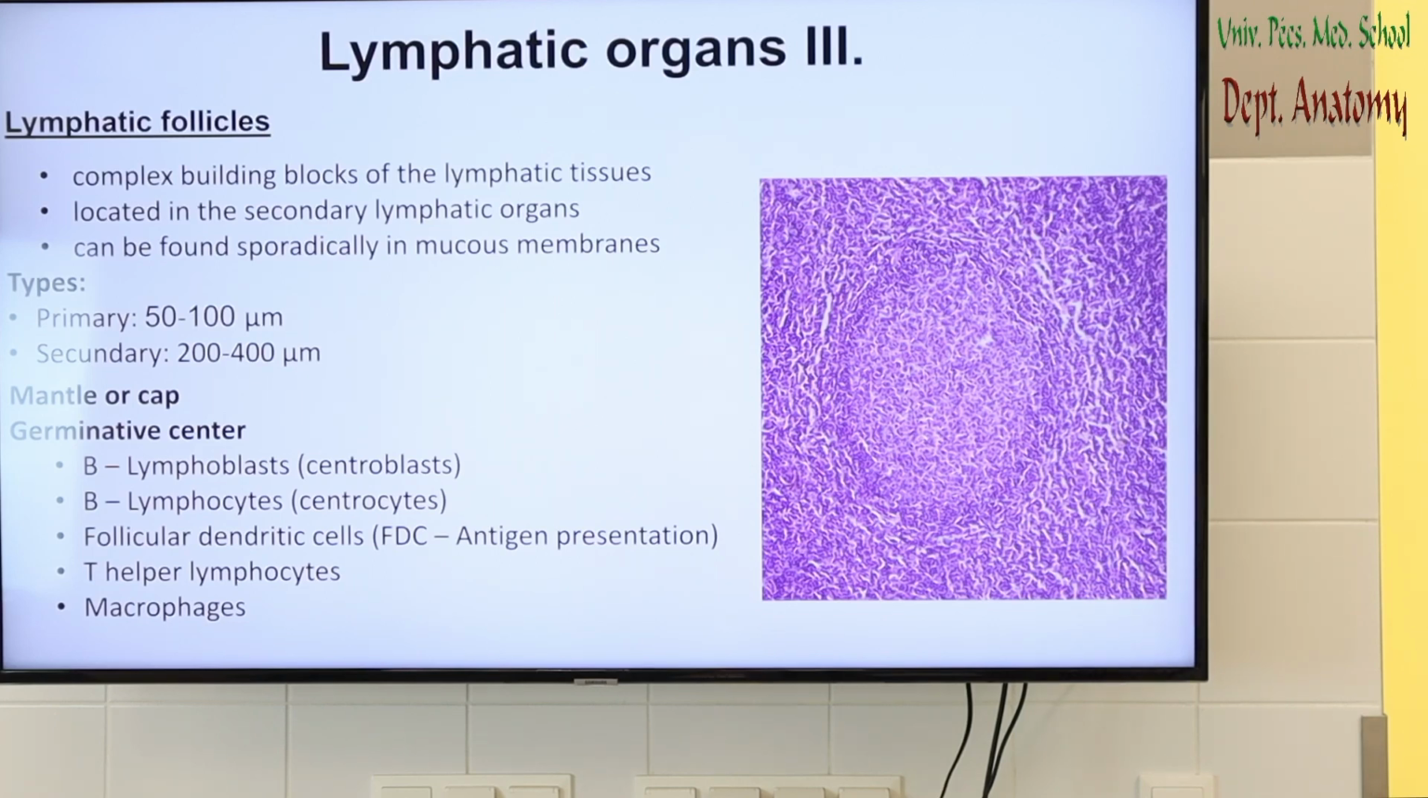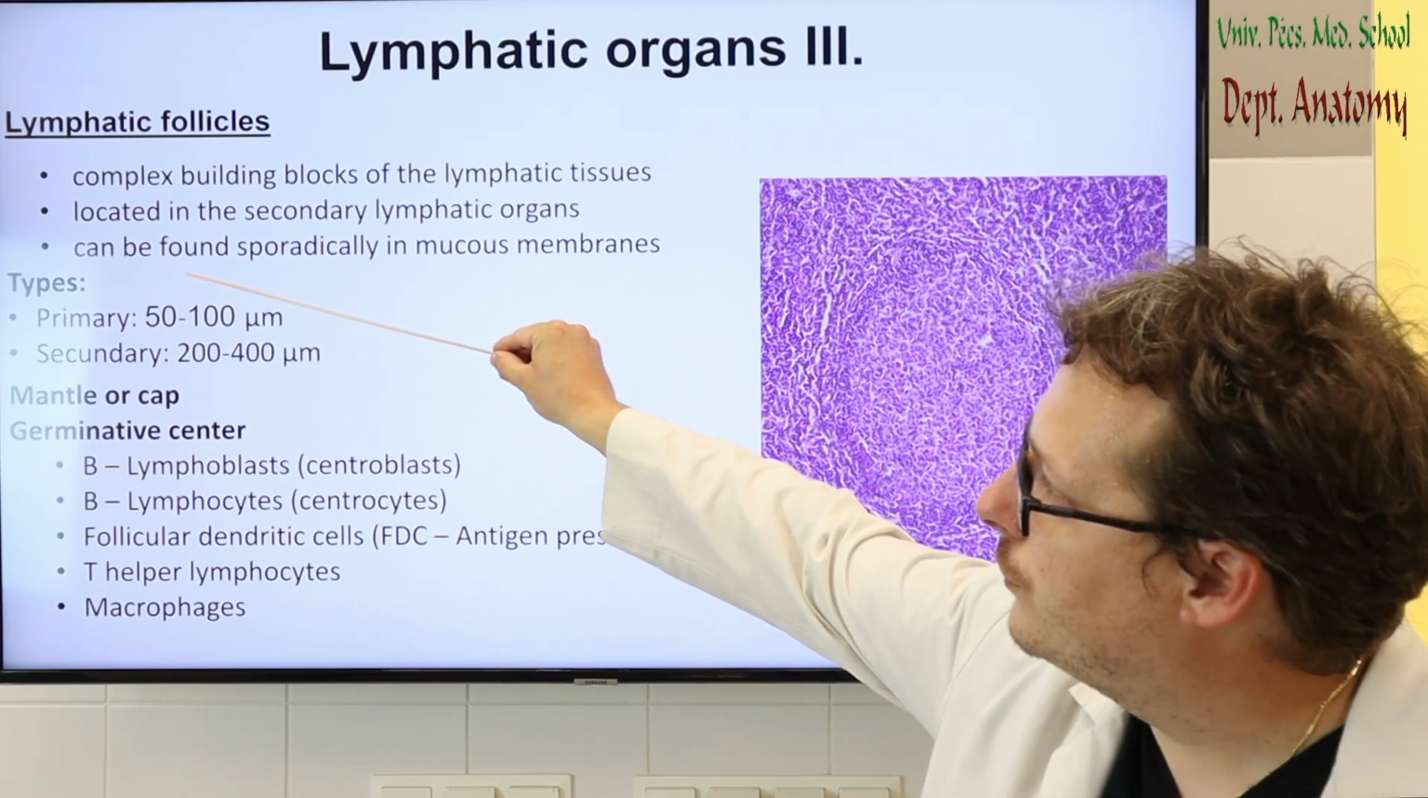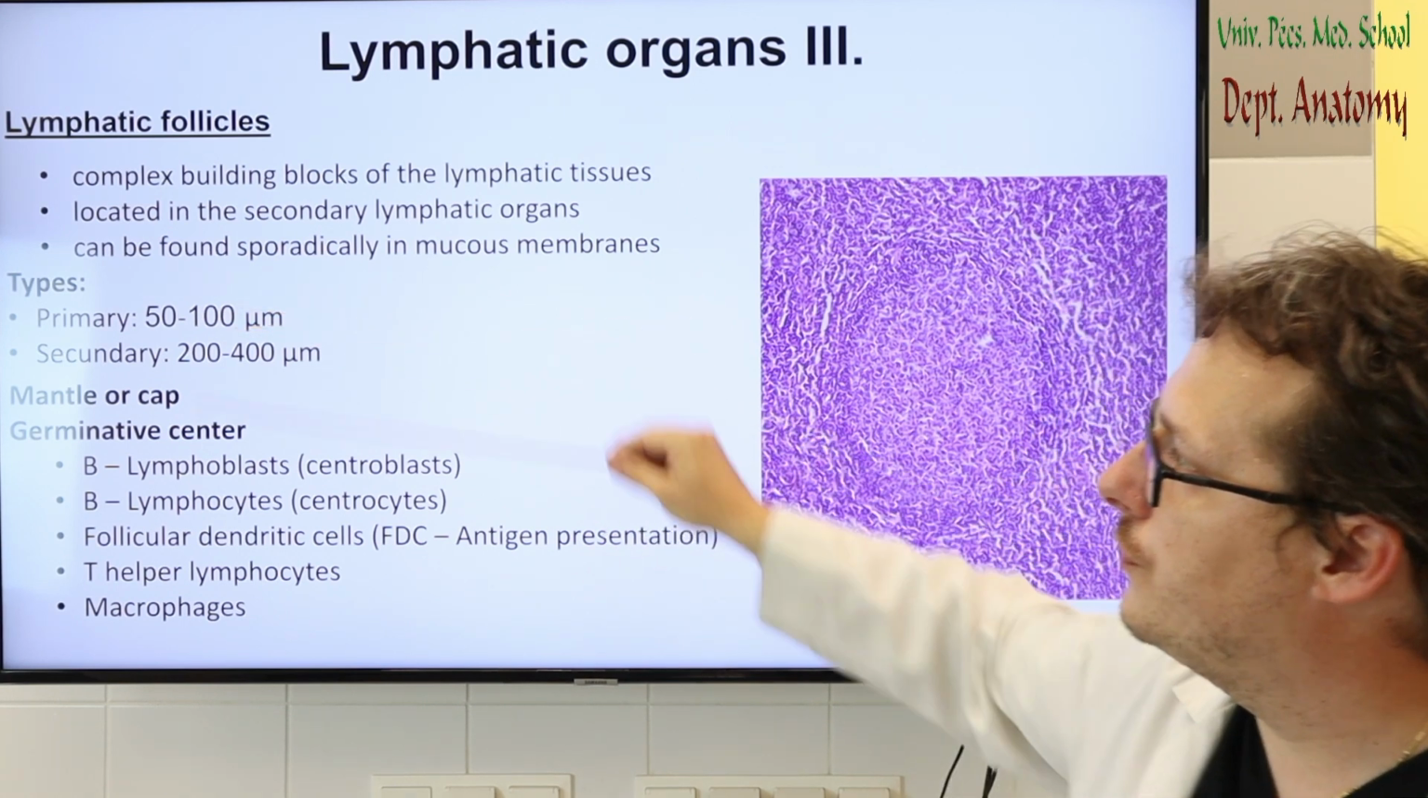Here we turn to the secondary lymphatic organs. What you can see on this slide is not an organ on its own, but a very important organizing complex of the lymphatic tissues. This is what we call the lymphatic follicles. Lymphatic follicles can be found in many organs. I'm very sure that you have seen such structures in multiple different organs by now. There are two types of lymphatic follicles. The first one are the primary follicles.